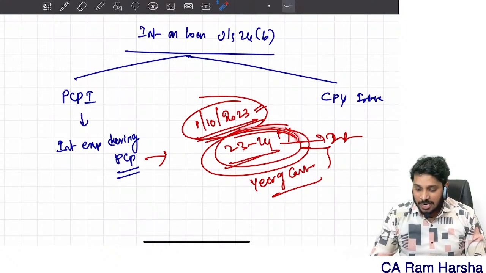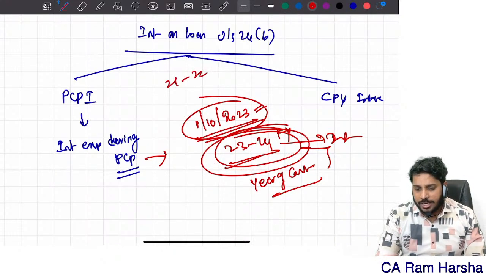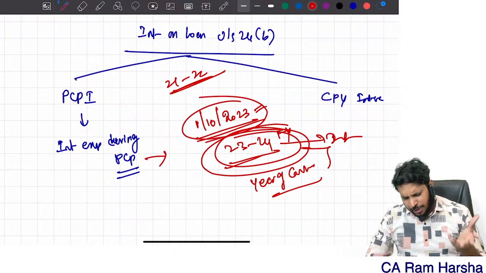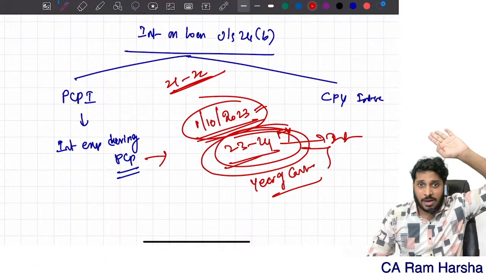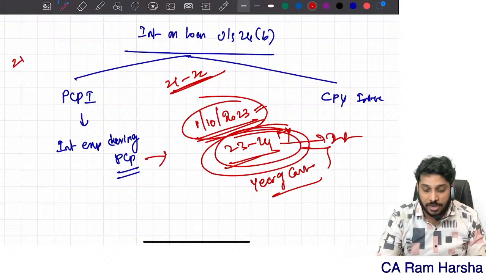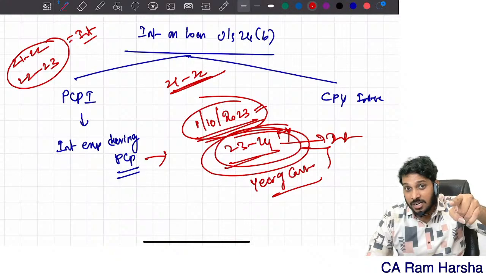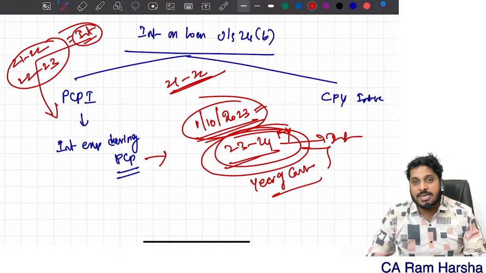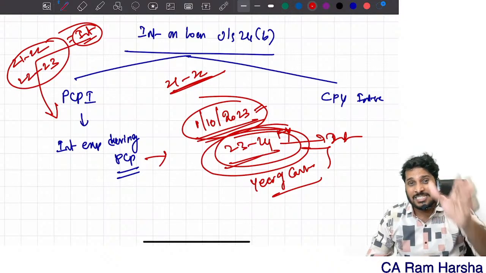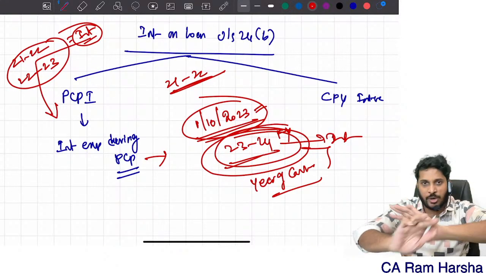Suppose, sir, I constructed in 23-24, but I took the loan in 21-22 itself, because I started construction two years back. Oh, you started construction in 21-22. Then 21-22 and 22-23 put together, you incurred some interest expenditure, right? On accrual basis. That interest is called PCPI, pre-construction period interest. Simple logic, no need to mug up.